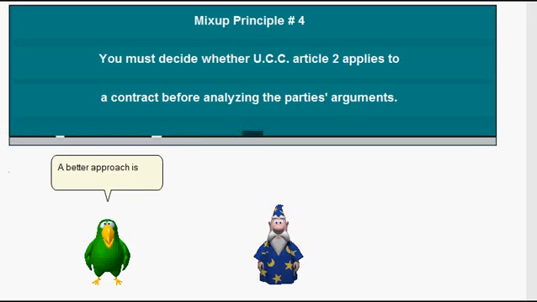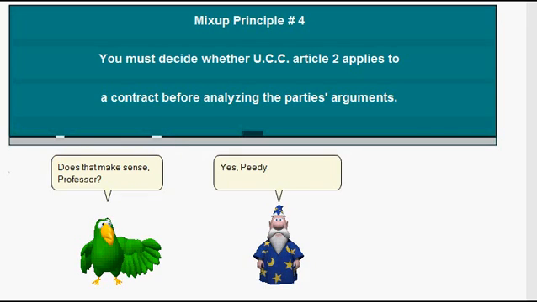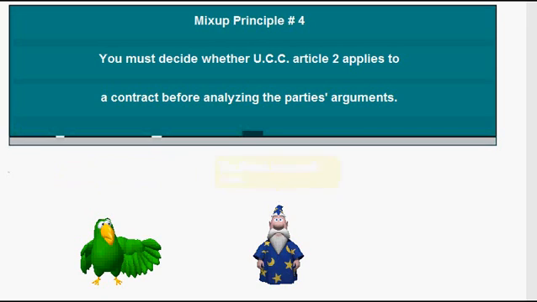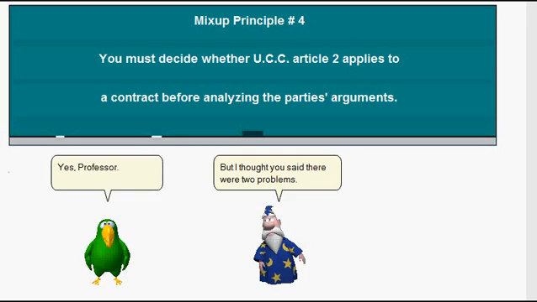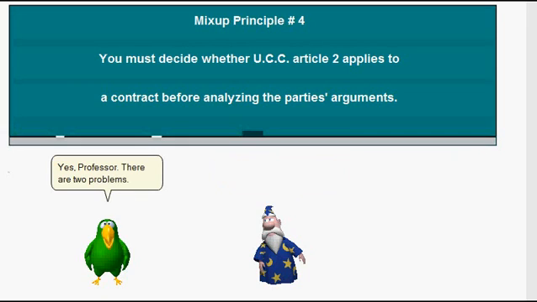A better approach is the following. Put off discussion of scope until one party wants to rely on a UCC rule. Then consider the parties' arguments about whether the rule applies to the contract at issue. Does that make sense, Professor? Yes, Petey. I suppose it does. But I thought you said there were two problems. Yes, Professor. There are two problems.